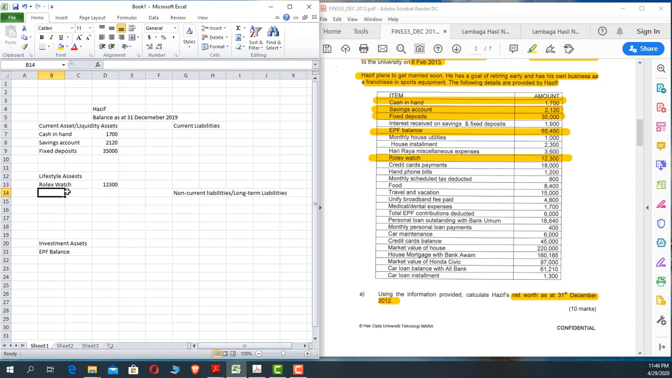Okay, the next, credit card payment. Yang ni ialah awak dah bayar based on your credit card. So that's also based on your expenses, but awak dah bayar. And then you proceed to another, handphone bill.